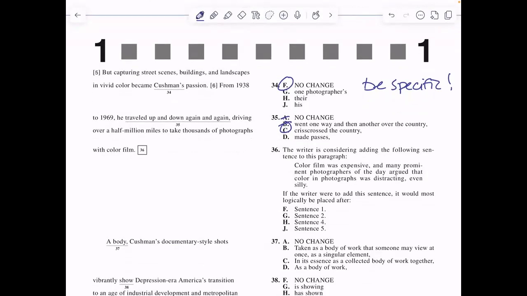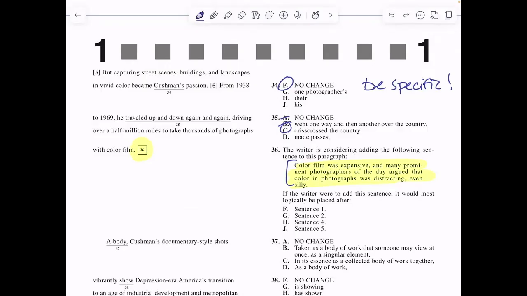36. The writer's considering adding the following sentence to this paragraph. So are we going to add it right here? "Color film was expensive, and many prominent photographers of the day argued that color in photographs was distracting, even silly." Can you imagine? We have to ask ourselves, does this sentence link this sentence and this sentence? No, it doesn't. Oh my goodness, I wrote this one totally wrong. This is my mistake. That was another type of question. They want to know where in this entire paragraph, not point 36, are we going?